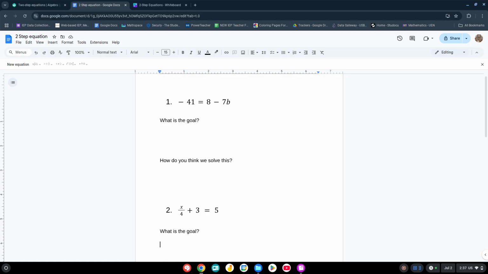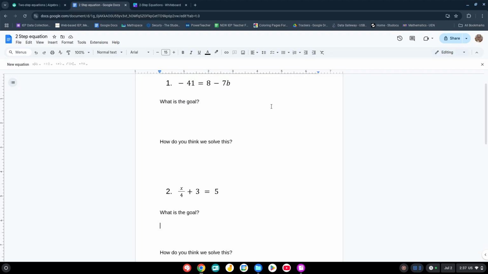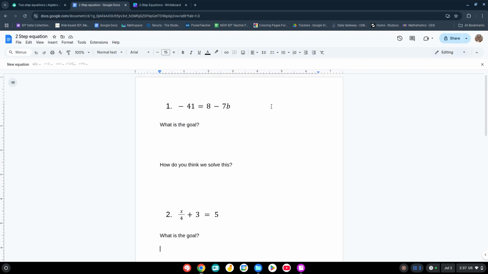You and a partner that I've set you up with will have this document on your Google Classroom page. You will click on it, and you and your partner are going to answer these questions. So look at these equations and think to yourself, what is the goal and how do you think we will solve this? So let the students go into a breakout room, and then I would give them about a minute to figure out what's going on.